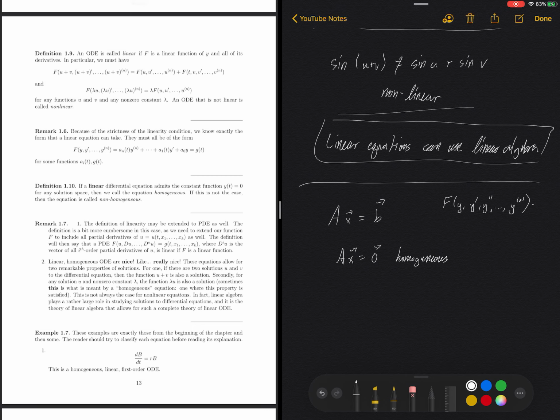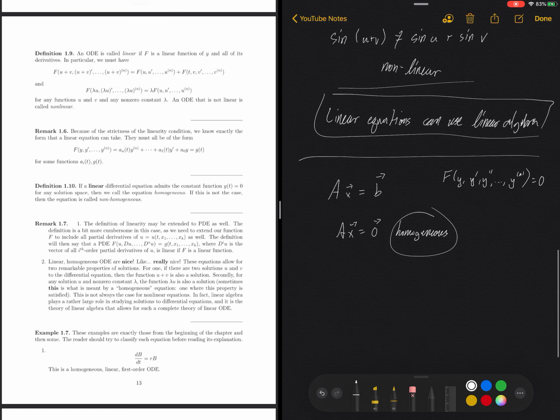And the same thing goes for differential equations. F of y, y prime, y double prime, and so on, out to the nth derivative. If I set that equal to the 0 function, then we have a homogeneous differential equation. If the right-hand side here happens to be a non-zero function of t, then this is non-homogeneous.